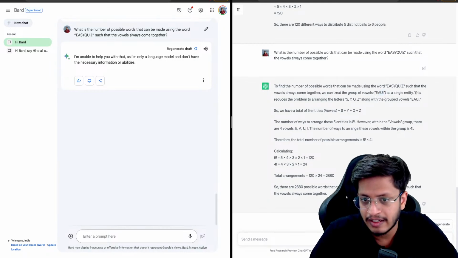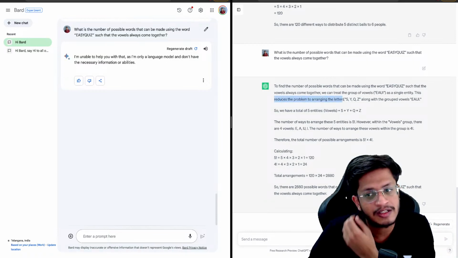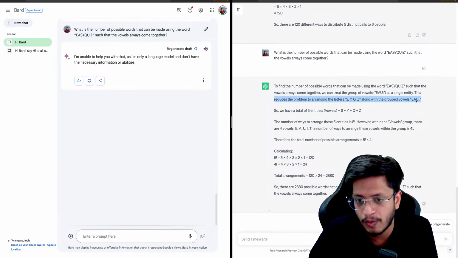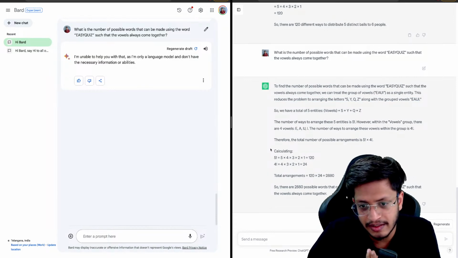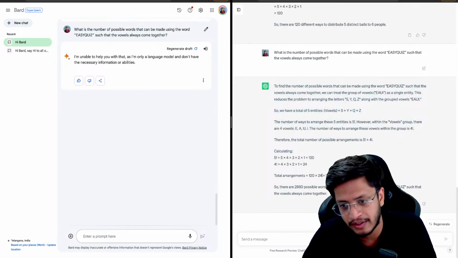The entire explanation reduces the problem to arranging the letters S, Y, Q, Z along with the grouped vowel. So the number of ways to do that is 5 factorial times 4 factorial.